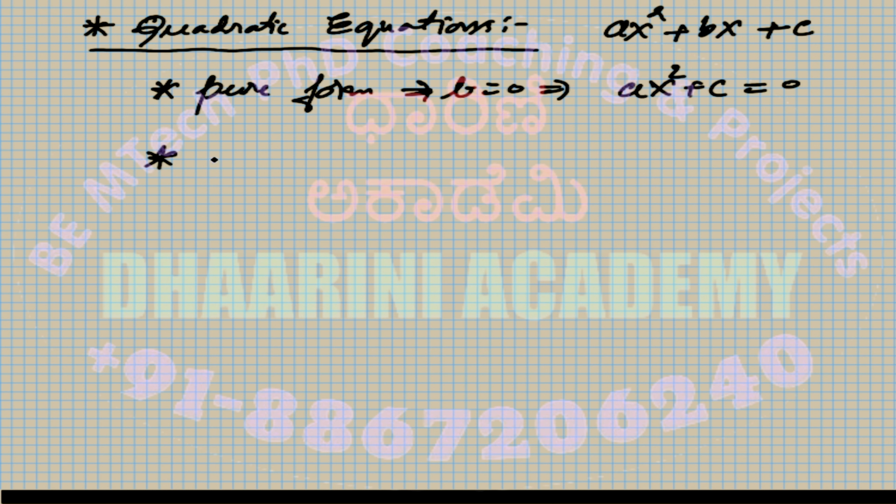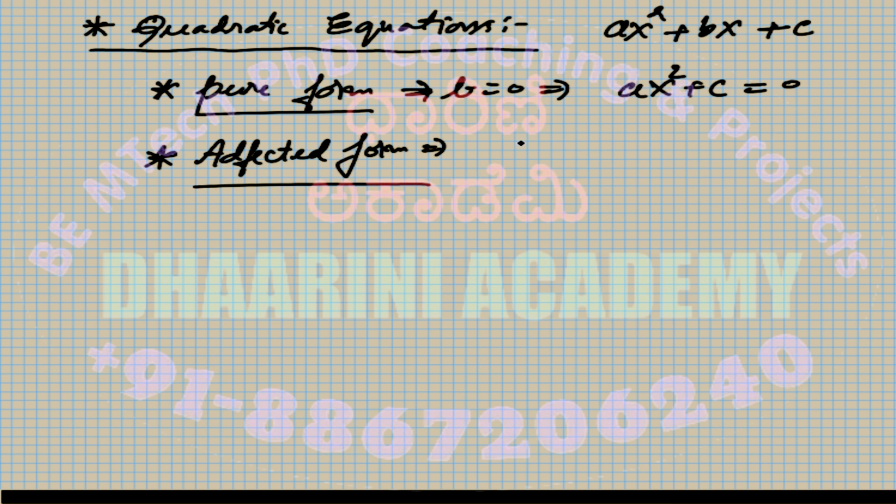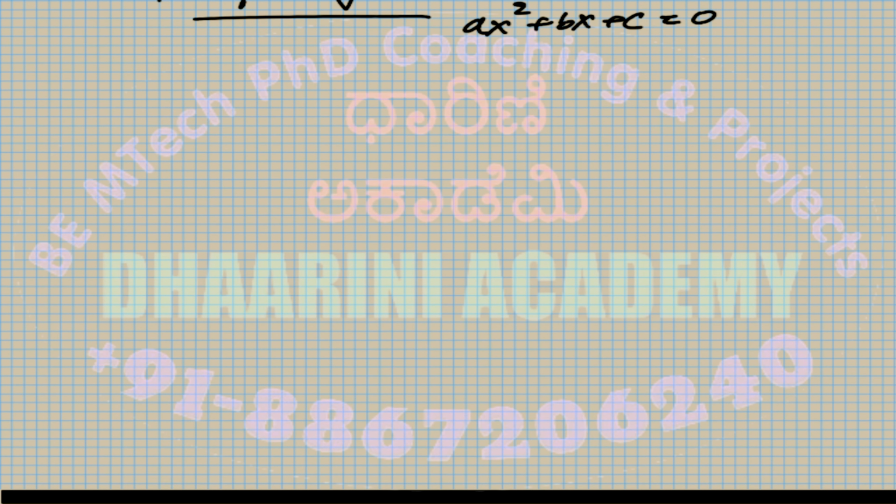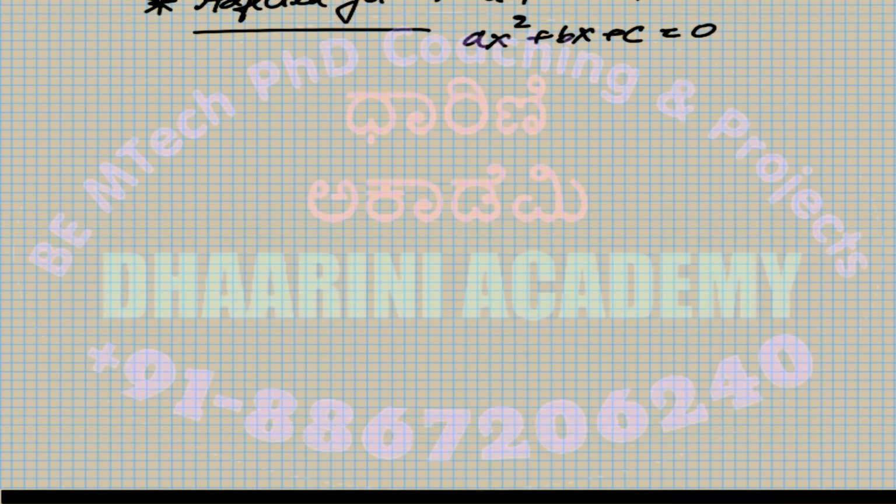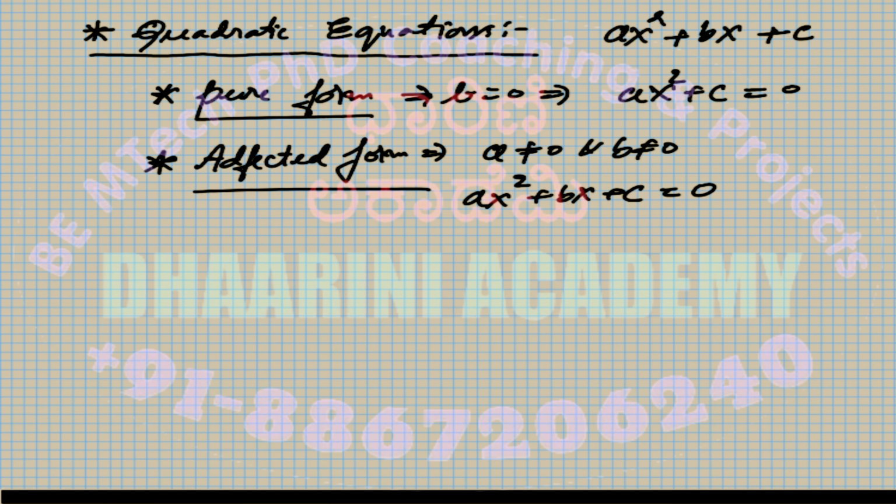And the second form is called as adfacted form, where the b is not equal to 0. So both a and b will exist. A is not equal to 0 and b is also not equal to 0. So we come back to the original format, ax square plus bx plus c is equal to 0. This form itself is referred to as the standard form of the quadratic equation.